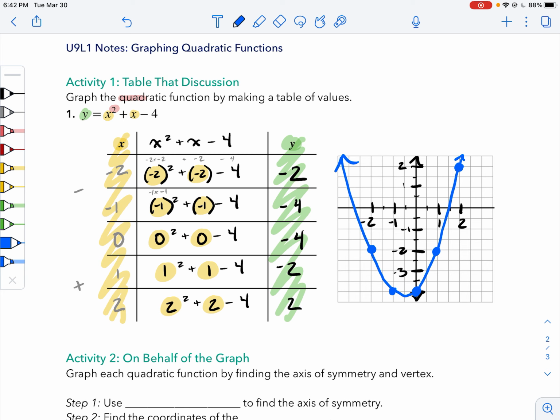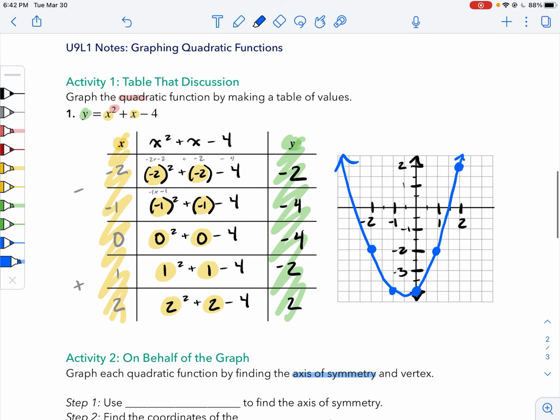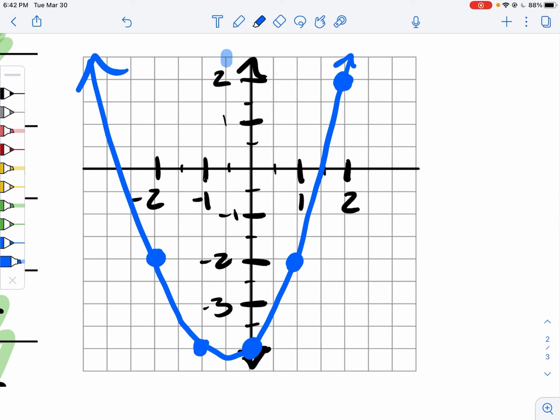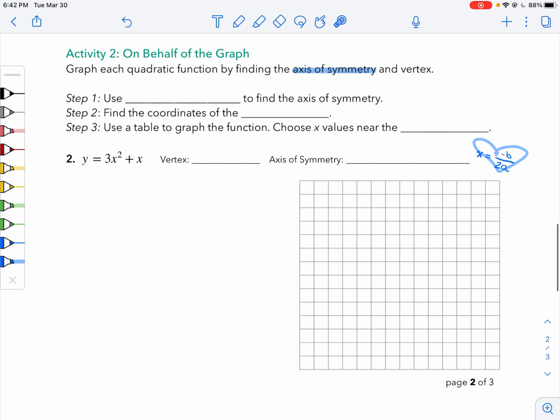Or a better way is to start with your axis of symmetry. Your axis of symmetry is going to tell you where's a good point to start your graph at. So here, our axis of symmetry would be at actually negative 1, sorry, not negative 1, negative 1/2, because it's the same on both sides of these guys. And that would have told us what are some good x values to pick. So let's start here. We're going to use our formula, x equals negative b over 2a, to find our axis of symmetry. Let's do that first.